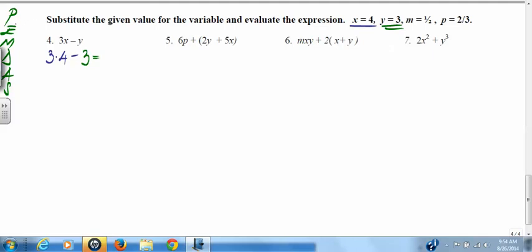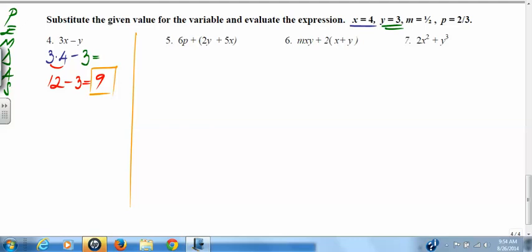Parentheses, none. Exponents, none. Multiplication: yes, I have one, right? 3 times 4, that's 12. And the next step will be obviously to take that 3 away from 12, and that will give me 9. Are we done? Well, we're done with number 4.